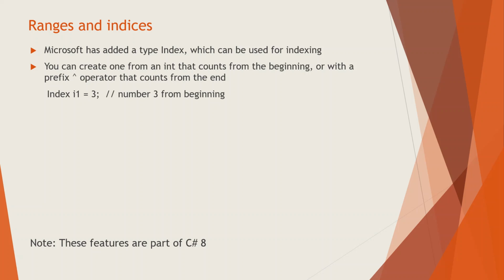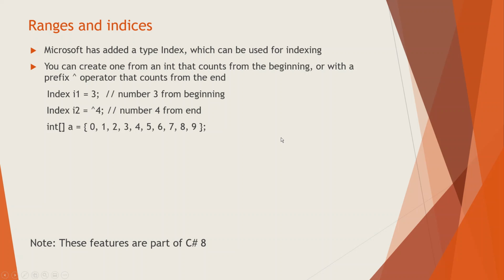Now ranges and indices. Microsoft has added a type, Index, which can be used for indexing. This is in C#, so these features are part of C#. You can create one from an int that counts from the beginning, or with a prefix, this caret operator, that counts from the end. So Index i1 = 3 is number 3 from the beginning, and Index i2 = ^4 is number 4 from the end.